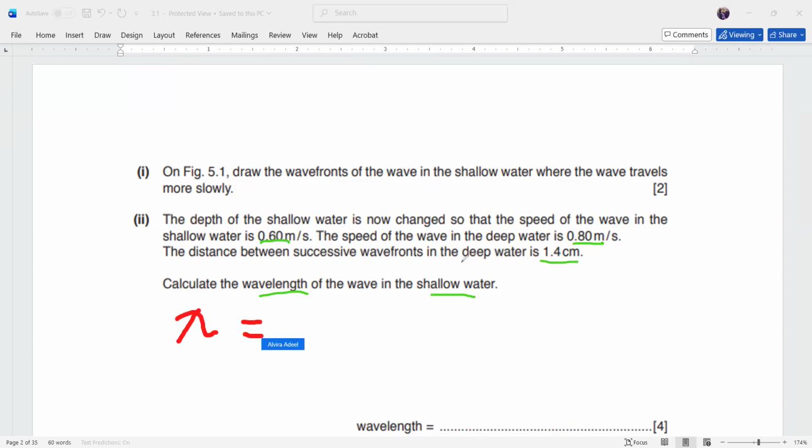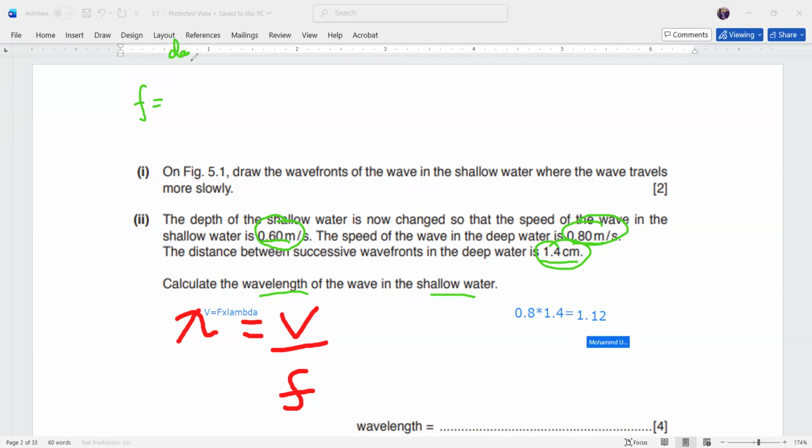Remember, we should find the frequency. Frequency stays constant. If I first take deep water and shallow water, in shallow water the speed was 0.6. In deep water, it is 0.8. And the distance in deep water is 1.4. So first I will find the frequency. Frequency is the speed divided by the wavelength. But see, the speed is 0.8 meters per second and the wavelength is 1.4. We are talking about deep water. So it will be 0.8 divided by 1.4 divided by 100, so 0.014. So what's the answer?